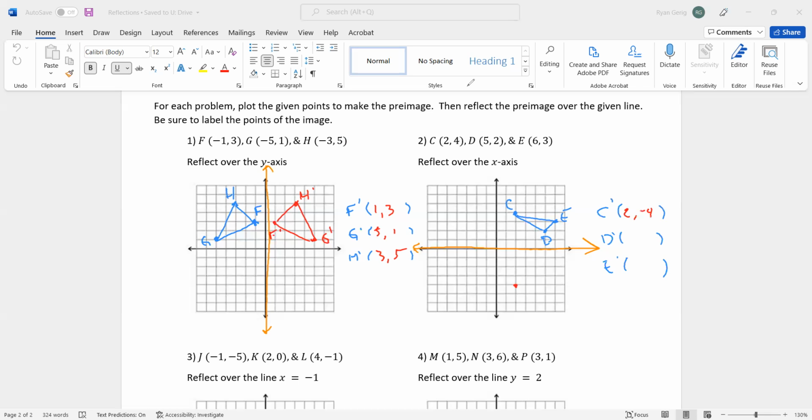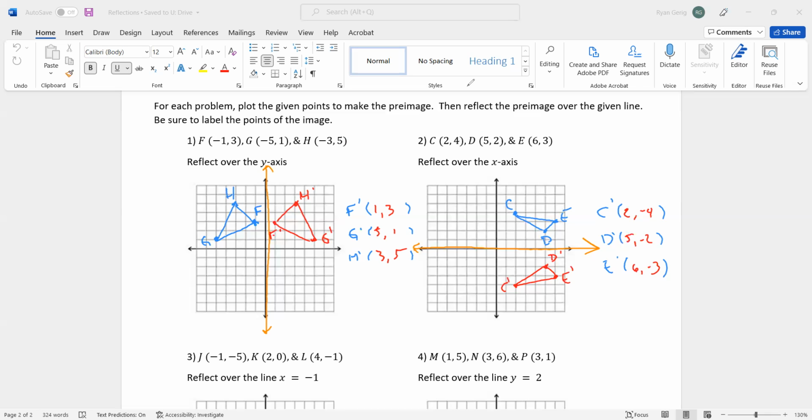D prime, 2 away, so 2 the other direction. That is the point 5, -2. E is 3 units away, so 3 units the other way, and I land at 6, -3. And make sure you label C prime, D prime, E prime.